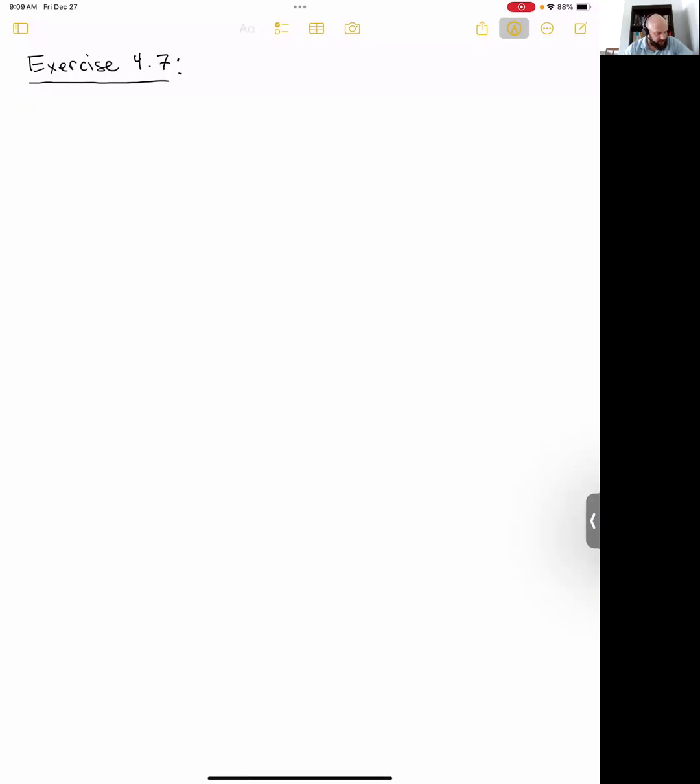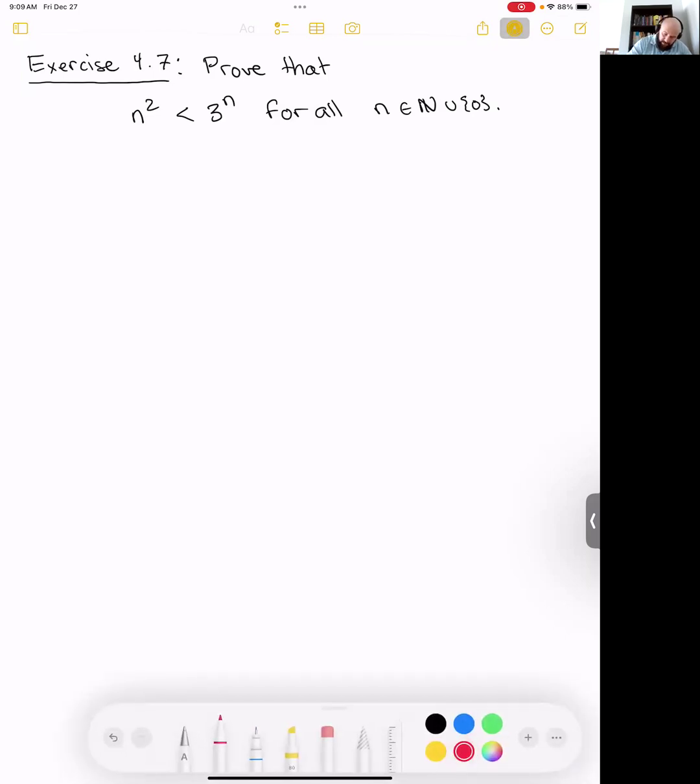Okay, in this video, we're going to see another example of induction, but this time we're going to use induction to prove an inequality. This comes from one of the exercises in the book: we're going to prove that n squared is strictly less than 3 to the n for all n. We're going to say in the natural numbers, but because the way we define our natural numbers does not start at 0, and we want 0, we're going to add it in. Okay, so this is what we want to prove.